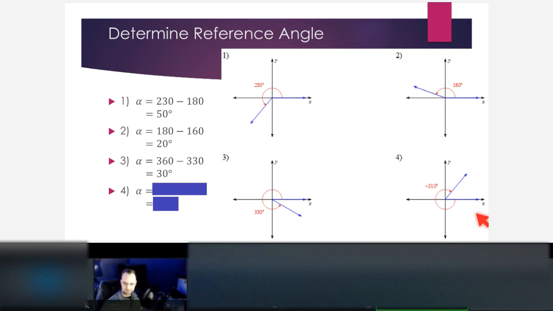Okay, so we see that the terminal ray is in quadrant 1, and so I decided to follow the formula for quadrant 1, so I said that alpha equals 180 degrees minus negative 310 degrees, and we know that a minus and a minus gives us a plus sign, and that in the end gives us 490. That could be wrong, but that's how I did it.